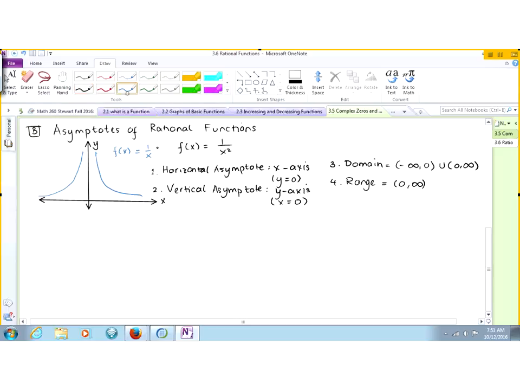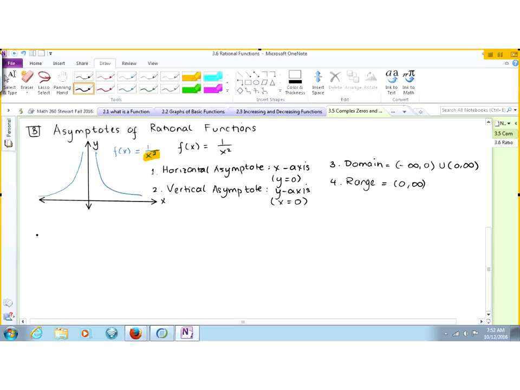So this is 1 over x squared, not 1 over x. For 1 over x, one side is on top and the other one is on the bottom. But for 1 over x squared, they both are on top. Both sides of the graph are on top.